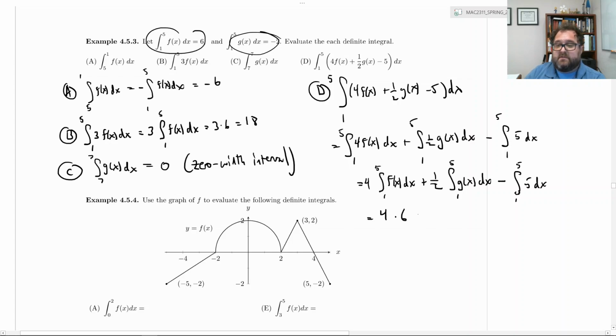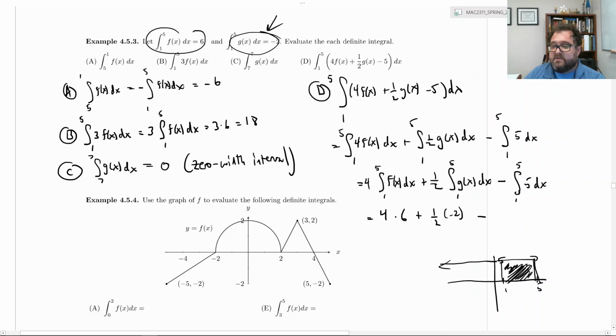All right, 4 times the definite integral from 1 to 5 of f of x dx, that's equal to 6 from our given information. Then 1/2 times the definite integral from 1 to 5 of g of x, well, we know it's negative 2. So 1/2 times negative 2. Minus the integral from 1 to 5 of 5 dx. Well, you tell me. 5 is a constant function. So if there is 5, and we want the definite integral from 1 to 5, well, what do we have?